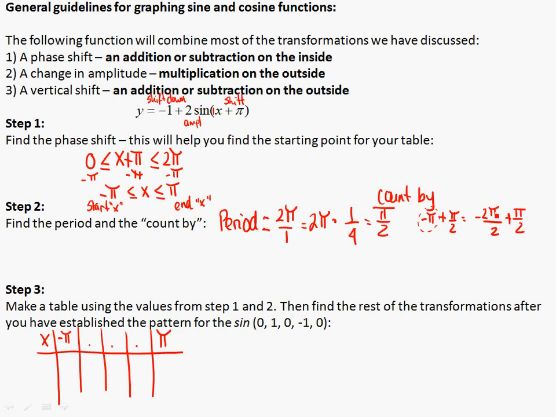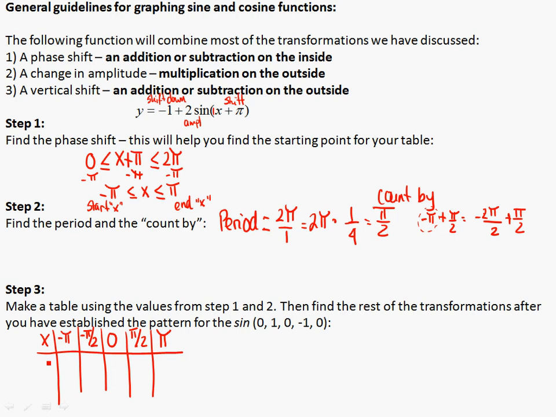Now you can add. So what's a negative 2 plus 1? Negative 1. And a negative 1 plus 1 is? 0. And 0 plus 1 is? 1. So there is your sequence. Start with a negative pi, negative pi over 2, 0, pi over 2, and pi. Okay, what's the next thing? So let's see, I found the period, I found the count bys, I'm done with the top line.